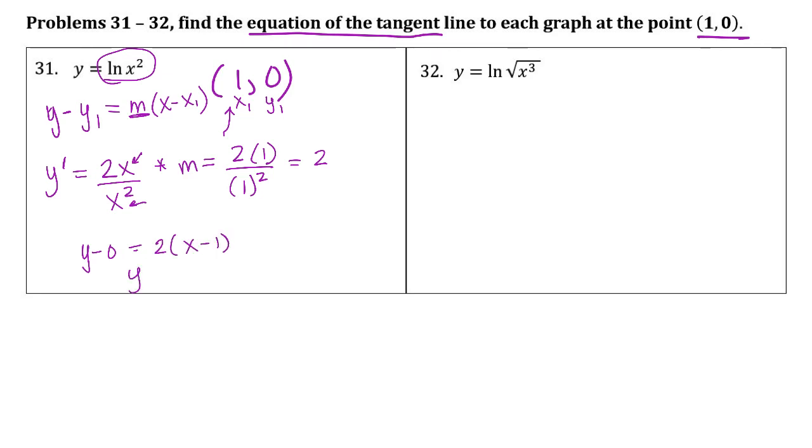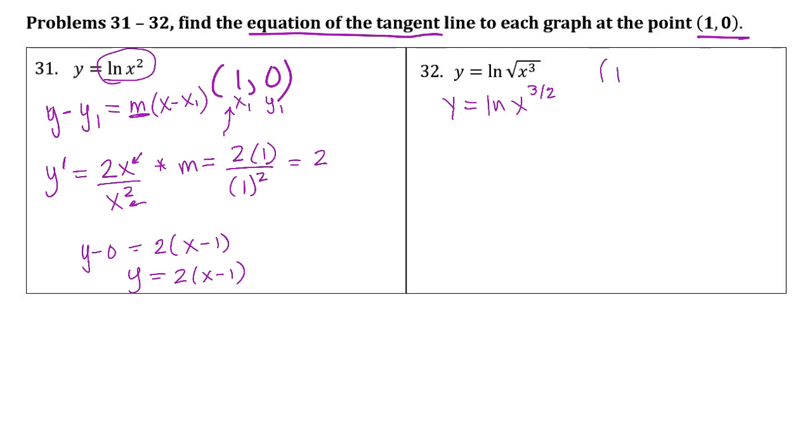Or we can say just y equals 2 times x minus 1. And there's the equation of our tangent line. Same is going to be true over here. Now we do need to rewrite that x. So let's go ahead and write that as natural log of x to the 3/2.